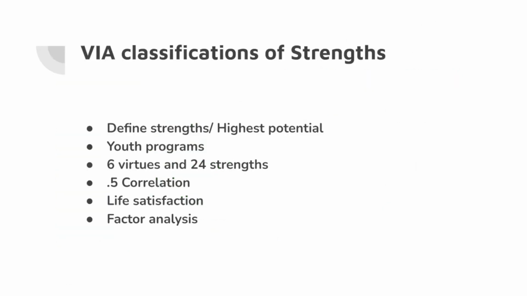Now we're going to move on to the VIA classification of strengths. This is another way of determining what strengths you in particular might have. The purpose of this test was to define strengths and to understand the highest potential that humans can have. This was really developed with youth programs in mind: how can we assess if youth programs are actually doing good things for these young people? How do we know if they're actually helping to develop positive aspects or strengths? In this test, there are 6 virtues and 24 strengths.